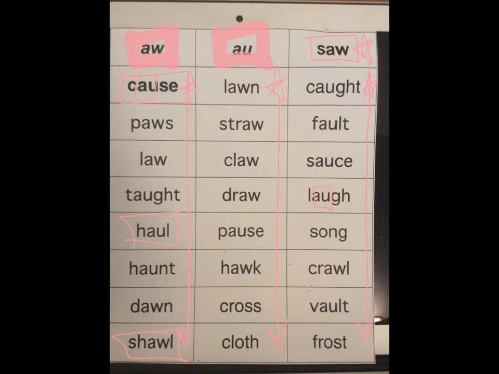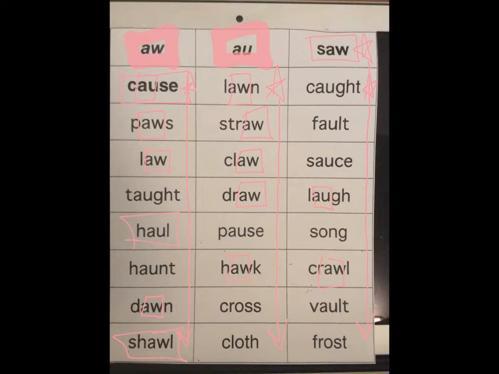So let's go back through and talk about our AW words. Like in saw, we have pause, law, dawn, lawn, straw, claw, draw, hawk. In the last column, we have crawl. I believe that's it for our AWs making the "ah" sound.